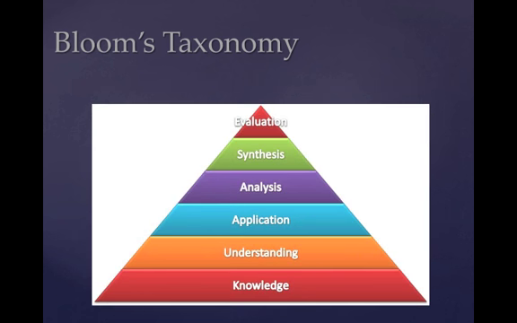All right. Here's what our taxonomy looks like. We start at the bottom with what we call knowledge, and we move up in complexity and sophistication, and some would argue difficulty, as we go on. Understanding, application, analysis, synthesis, and evaluation. And we'll talk about what these things mean.